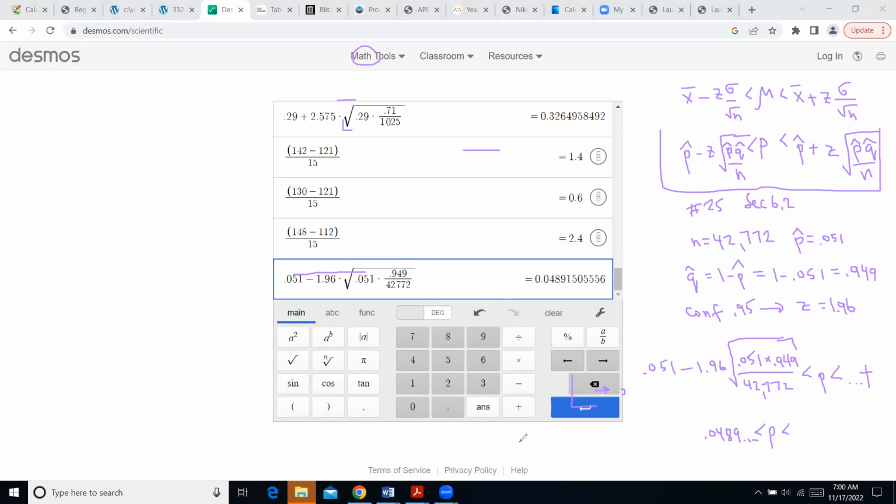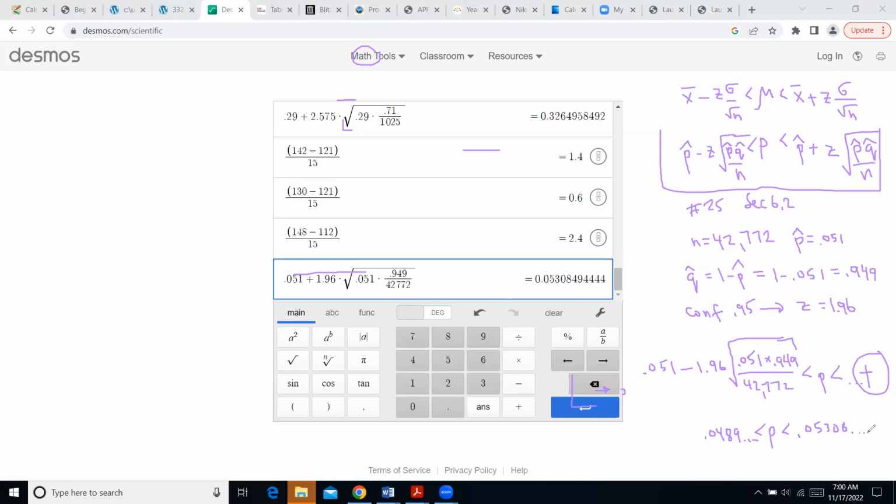To get the other side, I need to change my negative sign to a positive sign. So in my calculation, I'm just going to replace the minus with a plus like that. And we're going to have the other side, 0.5308.